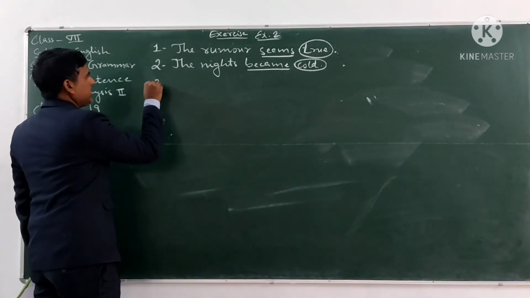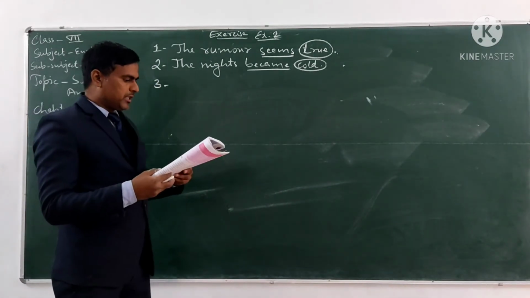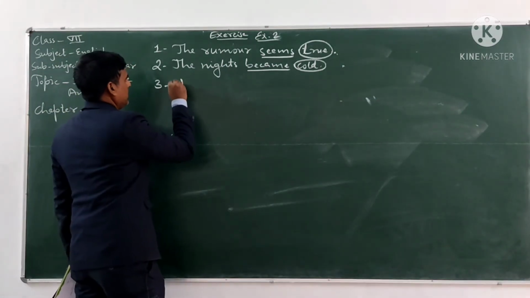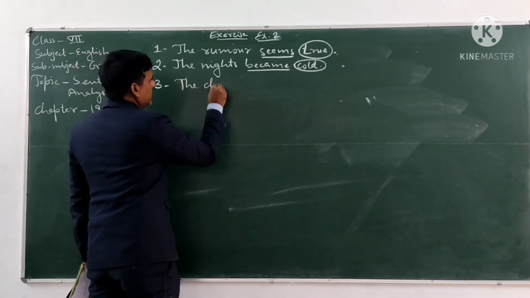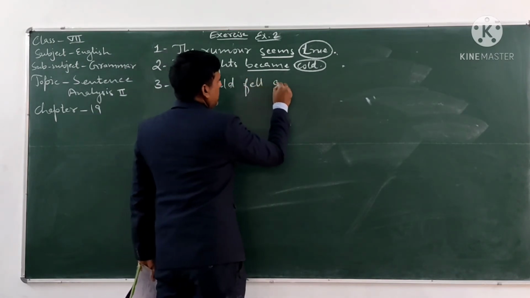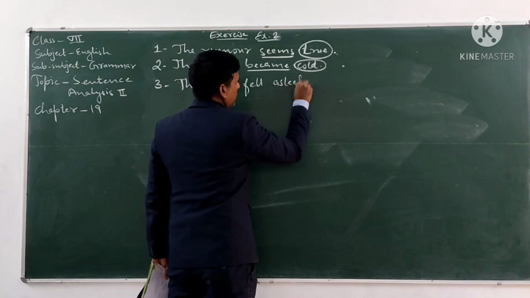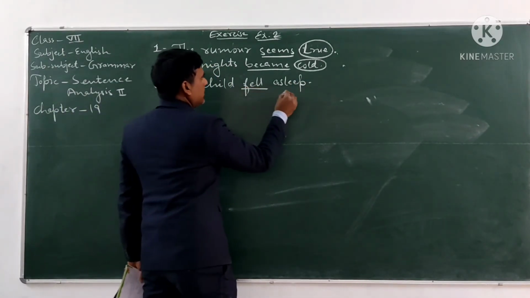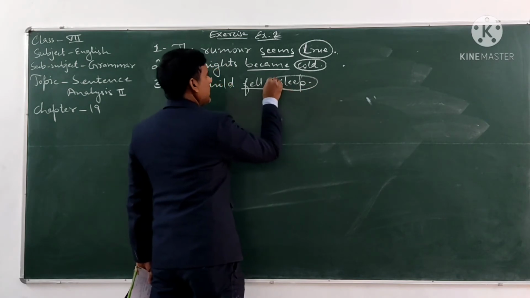Now see sentence number 3. Sentence number 3 is, the child fell asleep. In this sentence, fell is the verb and asleep is the complement.